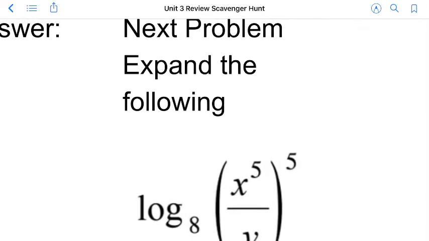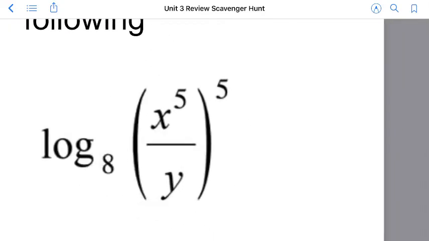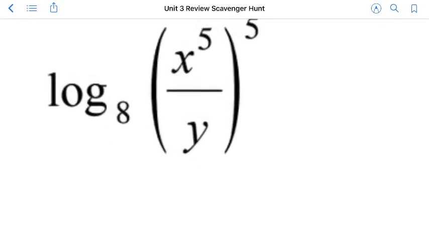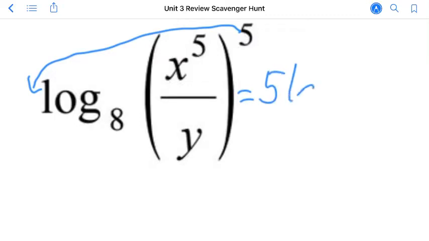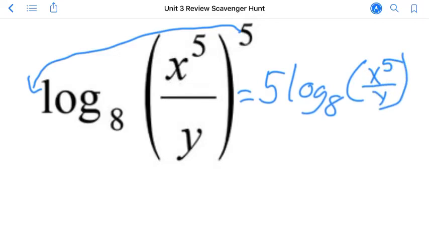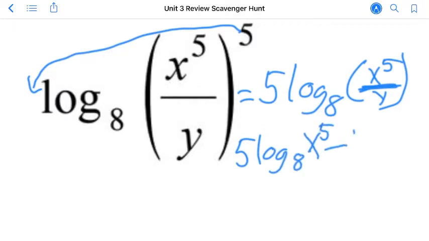Next one, we want to expand this. So we first want to take care of our 5 in the exponent. And yes, I'm going to make this really big, so hopefully I can fit this in one screen. So the 5 comes down in front. So I get 5 log base 8 of x to the 5th divided by y. Now I'm going to take care of my division. So I have 5 log base 8 of x to the 5th minus 5 log base 8 of y.